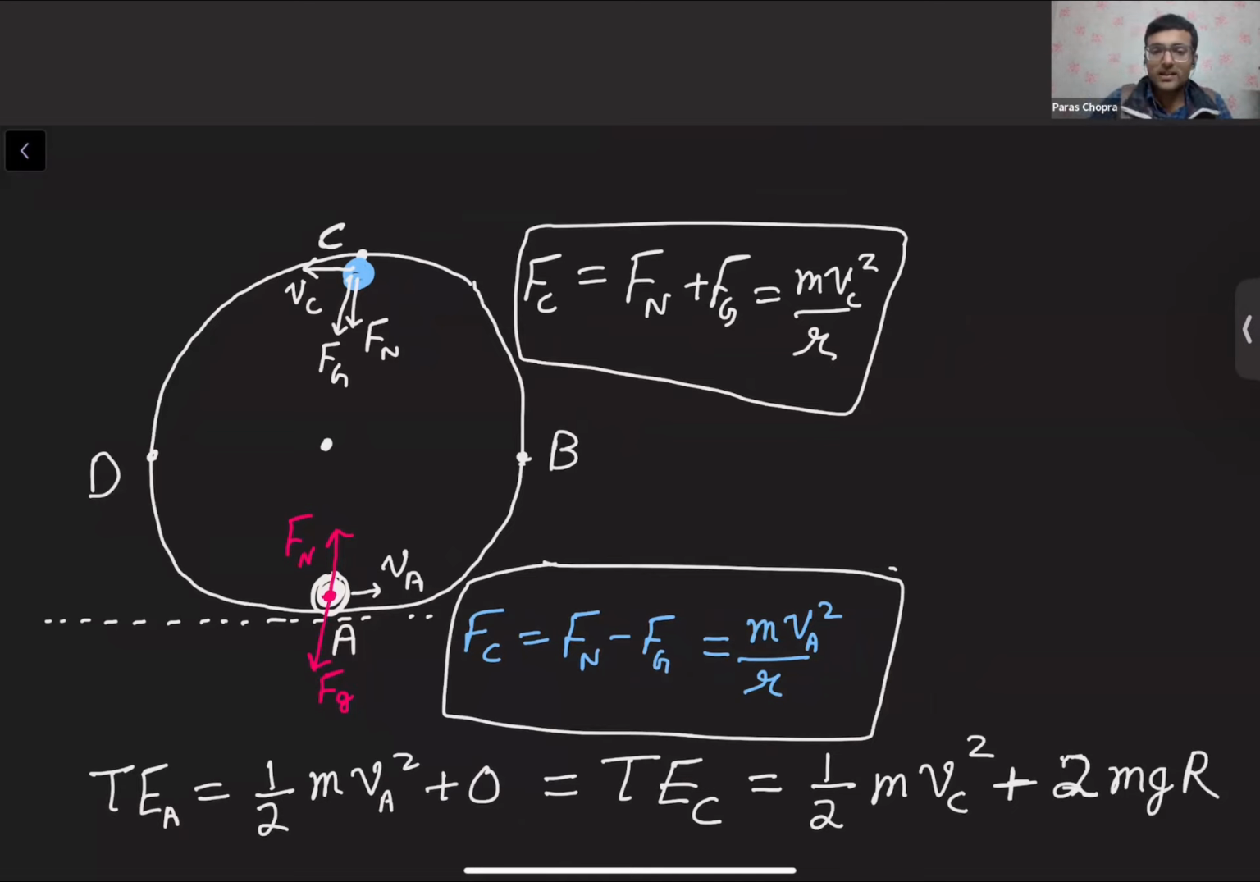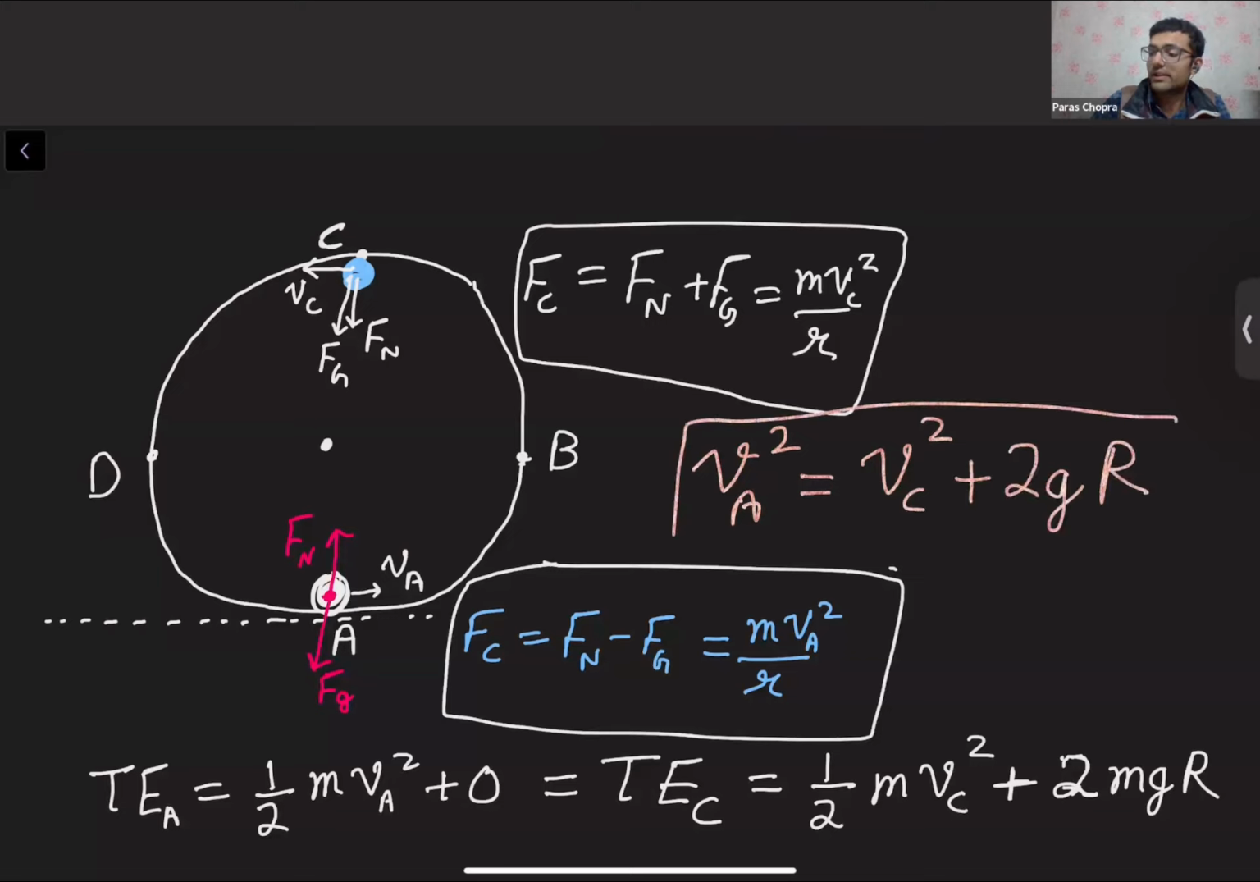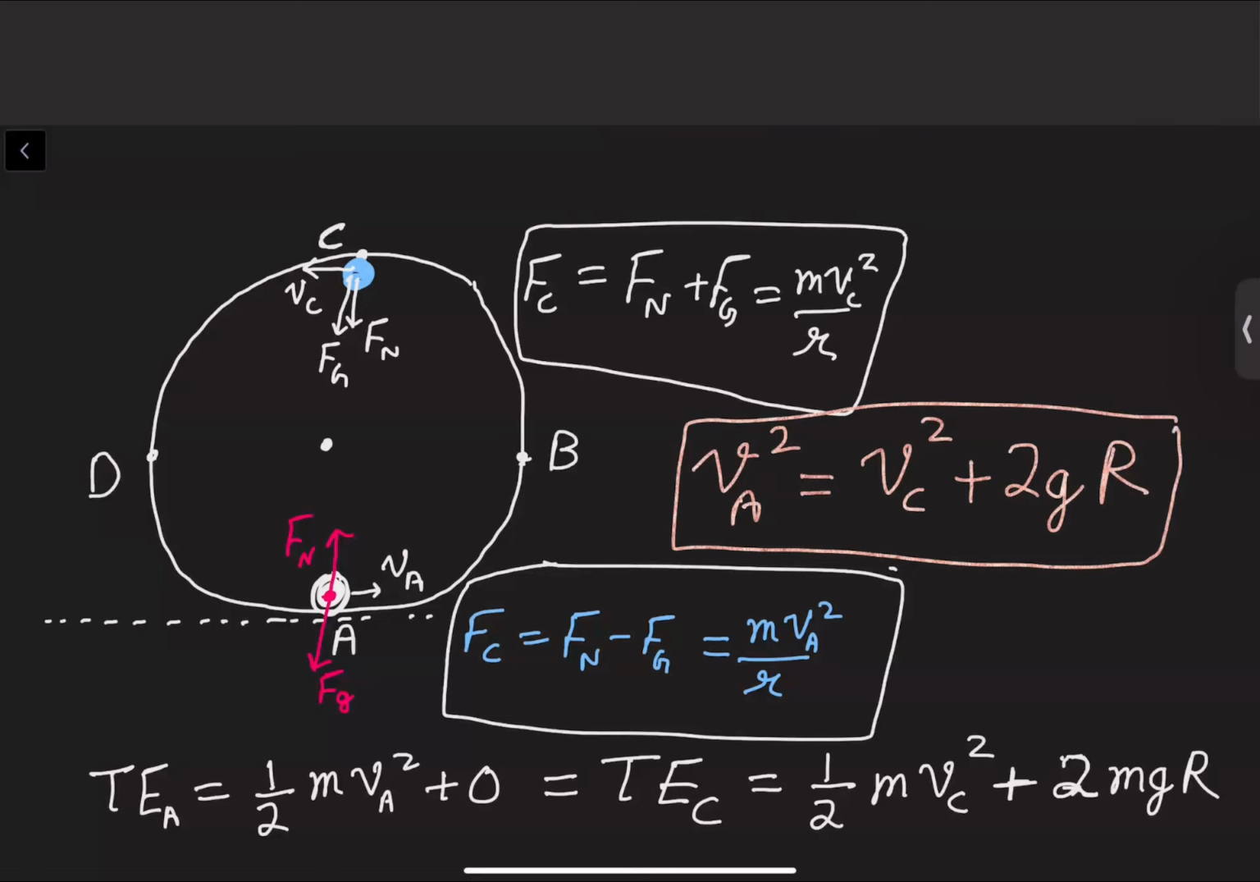So the equation relating VA and VC becomes VA square is equal to VC square plus 2gr. The m and the half factor cancel out. Wait, is it the correct equation, or have I made some mistake?